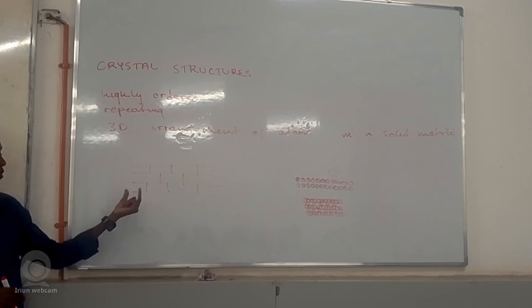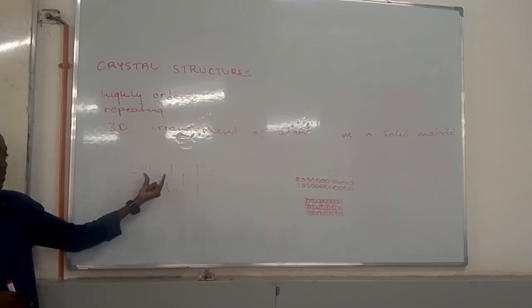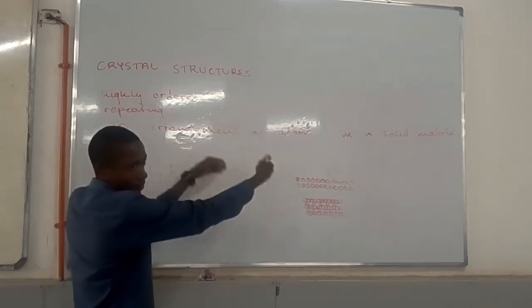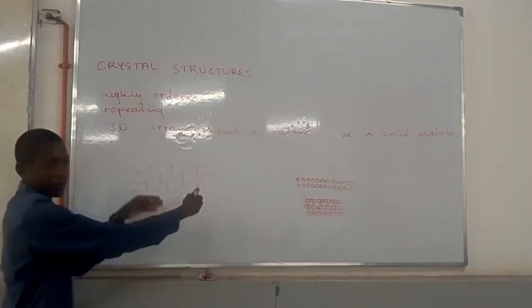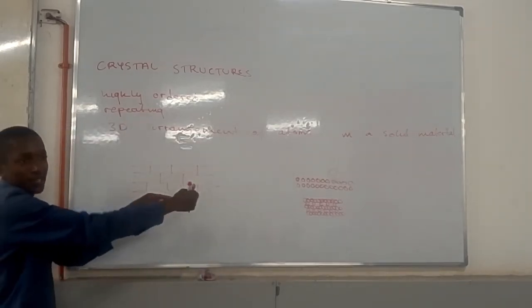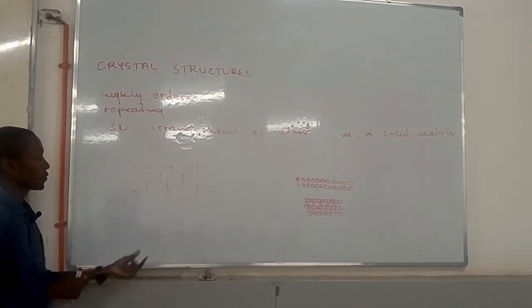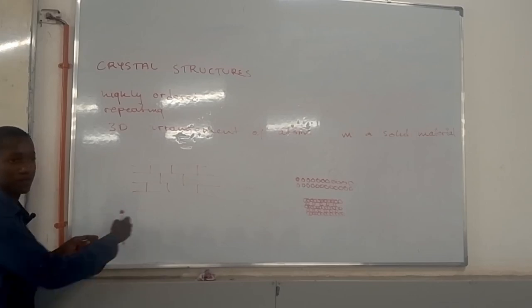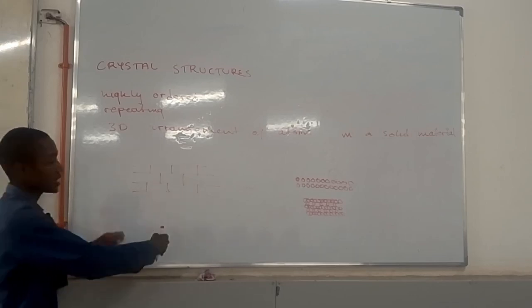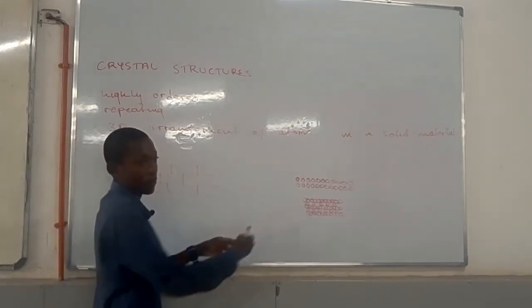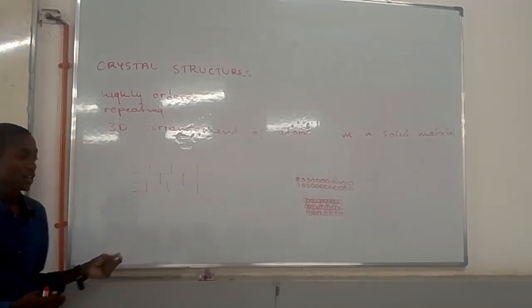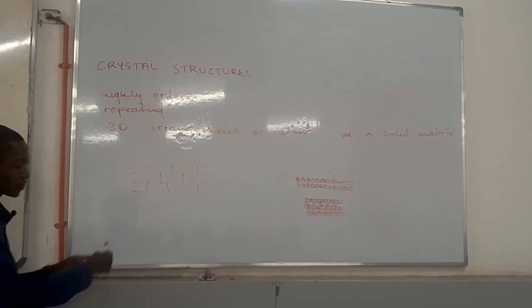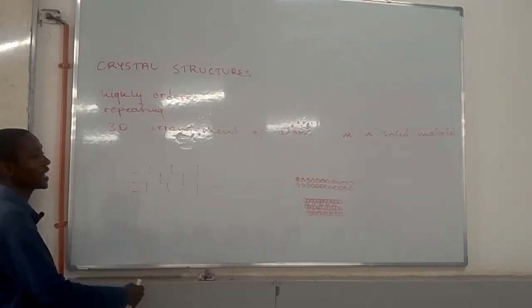Think of the repeating unit to be the brick. So you have the brick, another brick, another brick, another brick, another brick. So the brick is doing what? It's the repeating unit of the what? Of the wall. So even crystal structures have got repeating what? Units. The units that repeat and repeat and repeat to form what? A crystal structure.